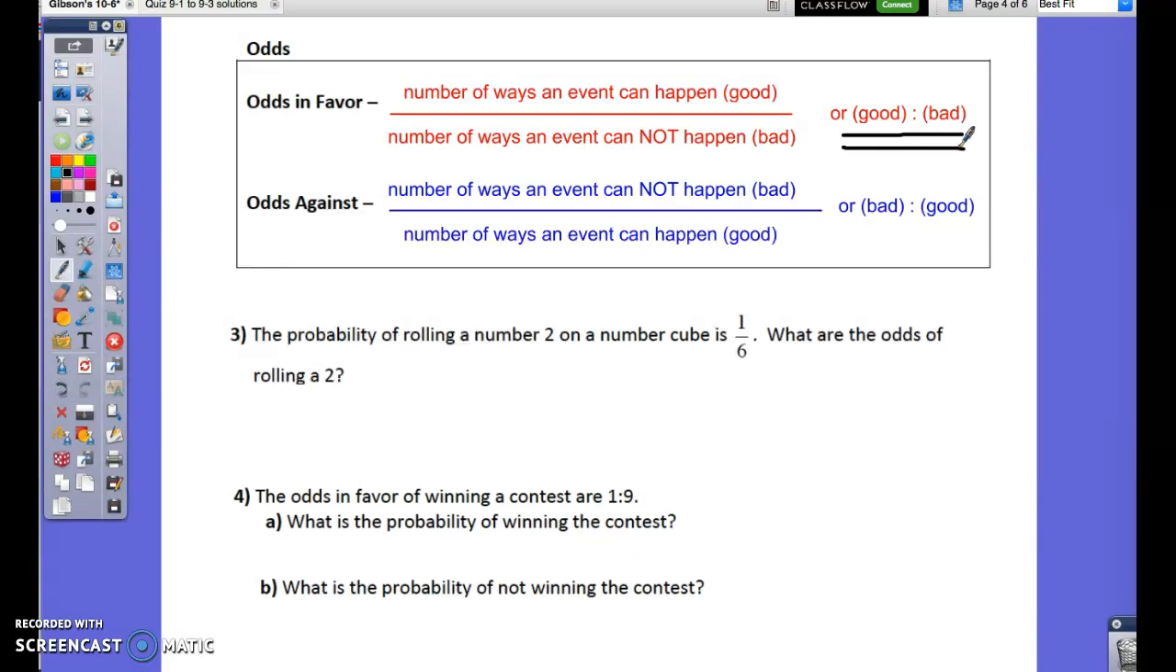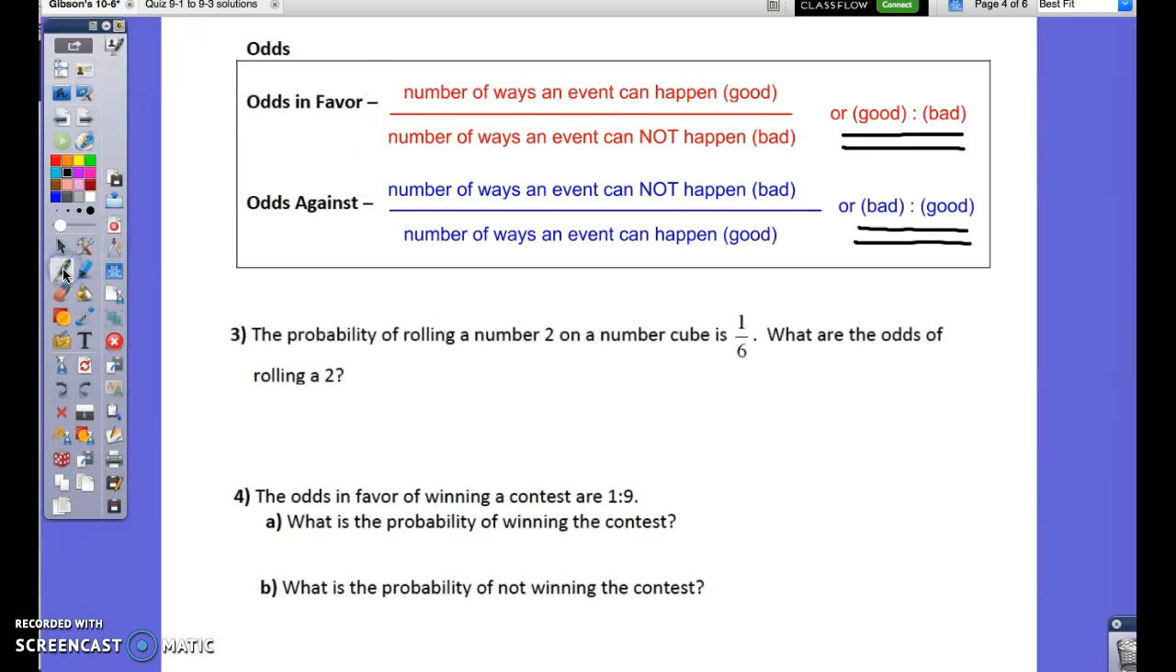The odds against are the number of ways an event cannot happen, or bad, divided by the number of ways an event can happen, or good. And again, we can shorten that to this little ratio. But once again, if you notice, they're simply reciprocals. Whatever was on top in the numerator position got moved to the denominator, and the denominator got moved to the numerator position to create the odds against. So it's the same thing, just flipped over.